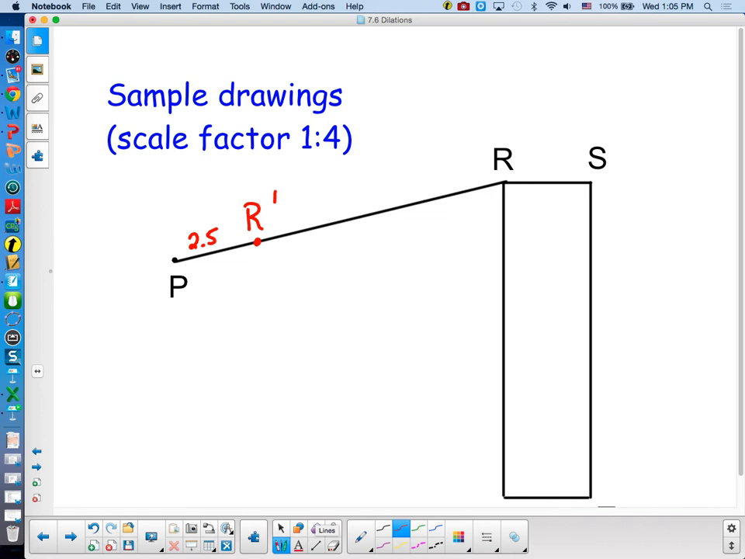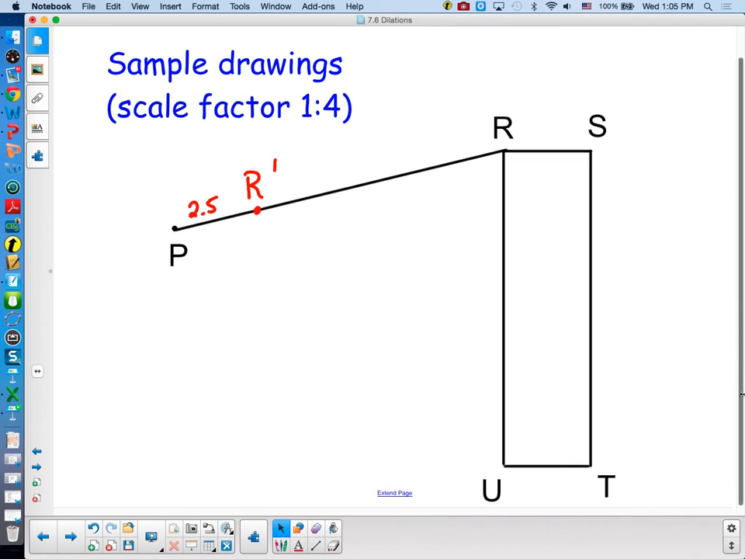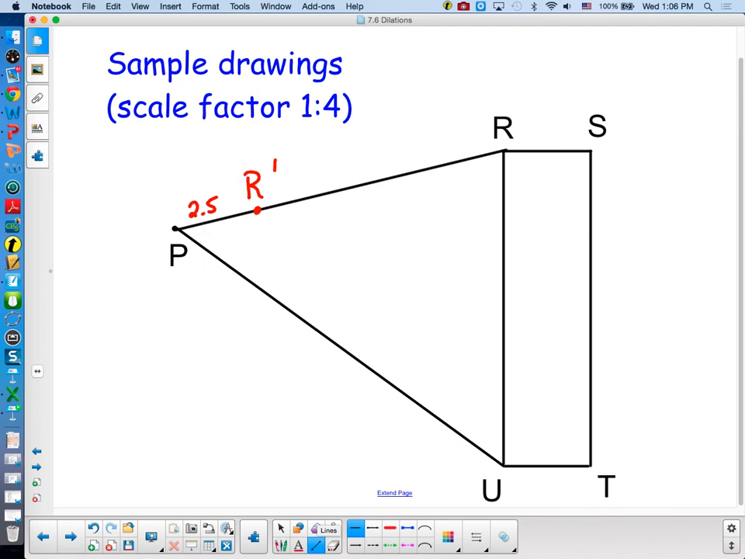Now, if you want to do one that's kind of easy to connect, go down. Going to S might be a little confusing. So let's go from P to U. PU. So P to U, how long is it? About 11.6.